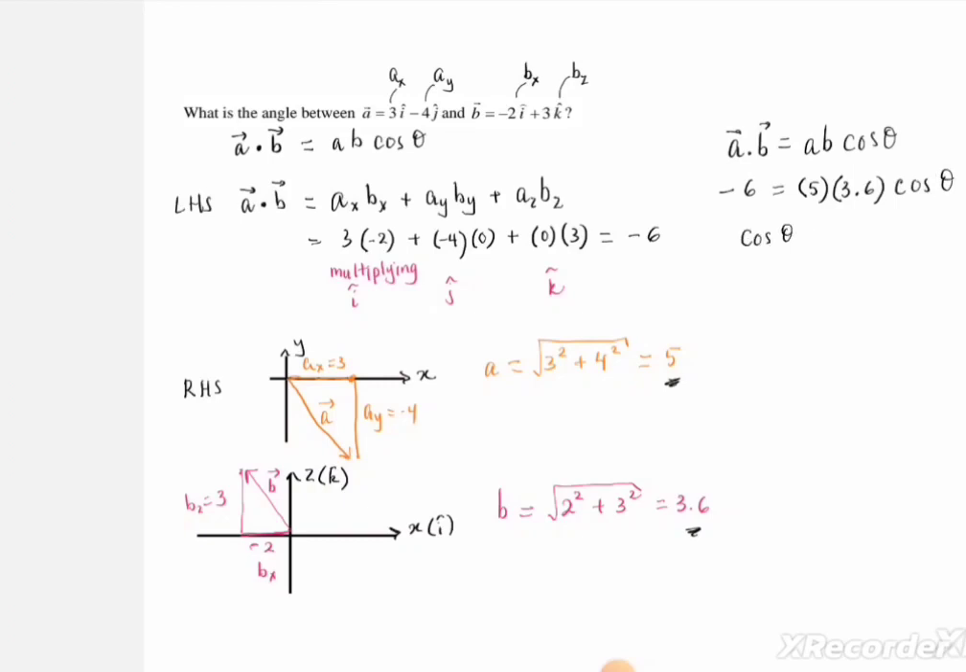So cosine theta equals negative 6 divided by 5 times 3.6, and then theta is the cosine inverse of this number, and that is 109 degrees, which is the angle between the A and B vectors.